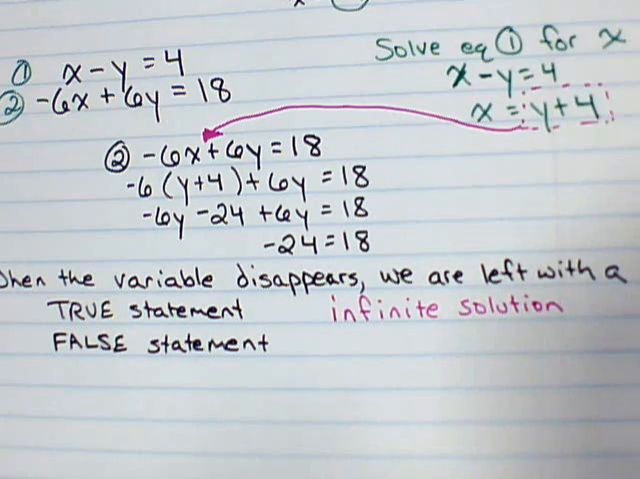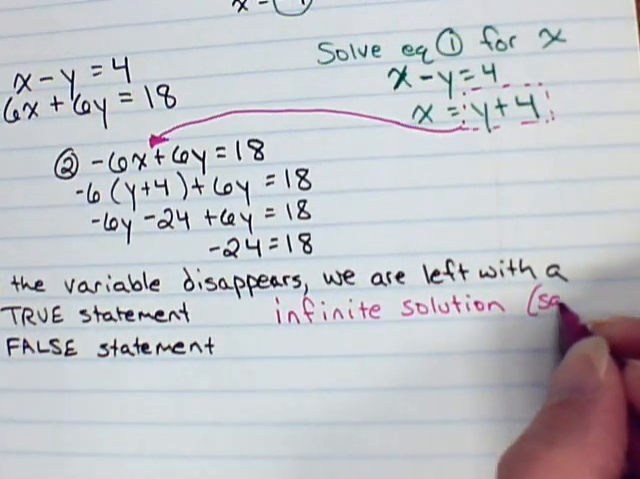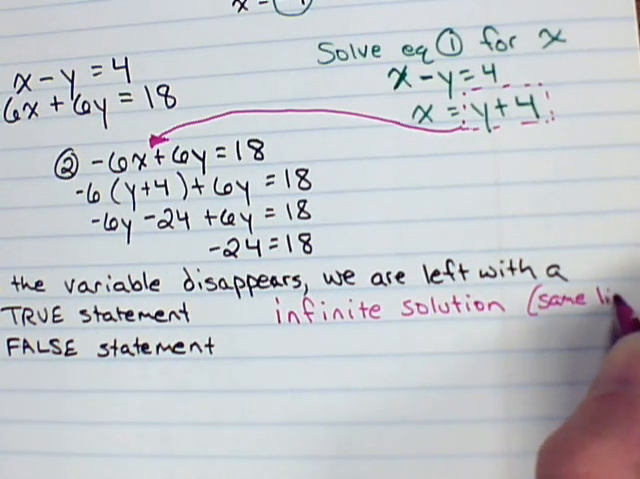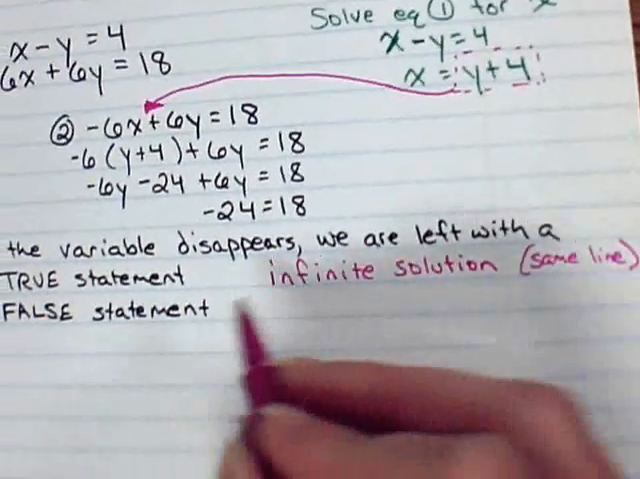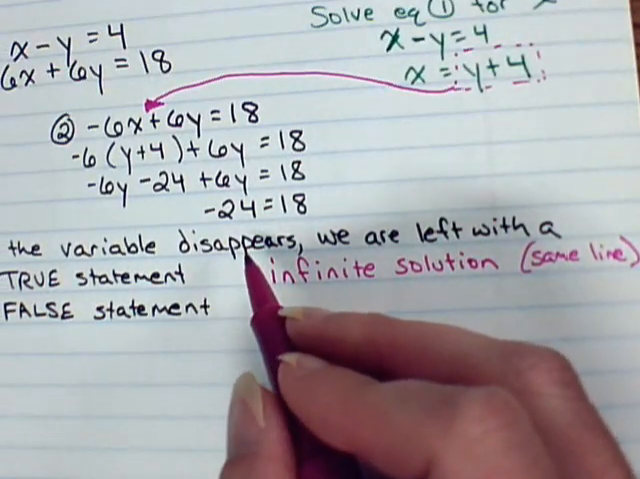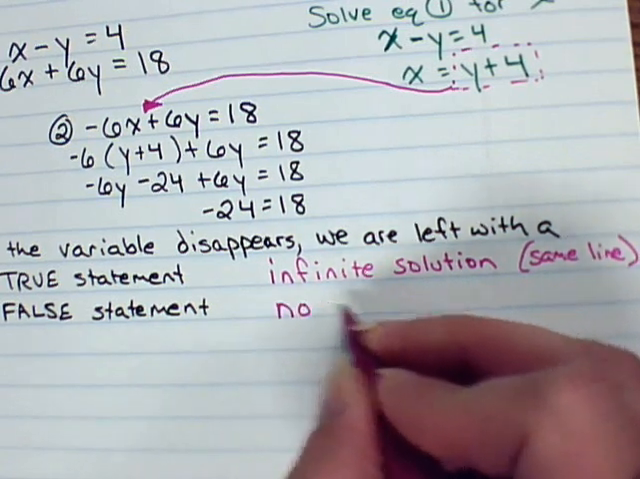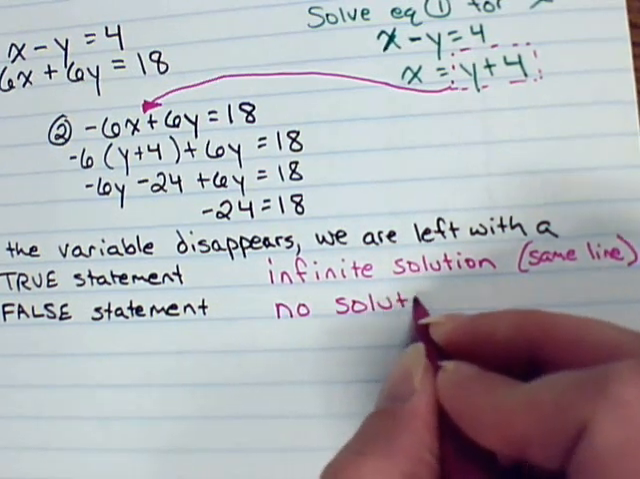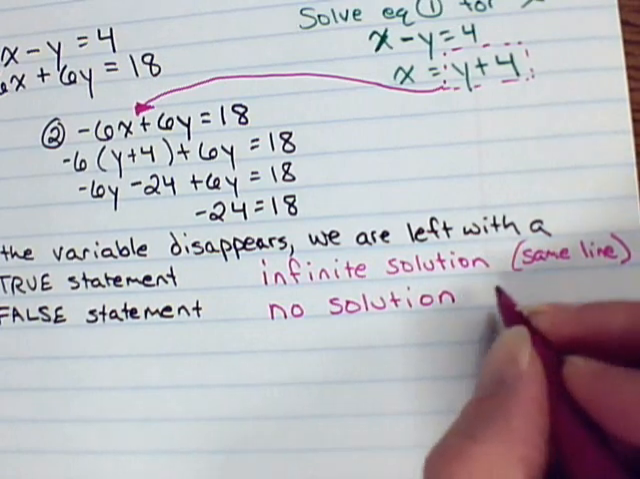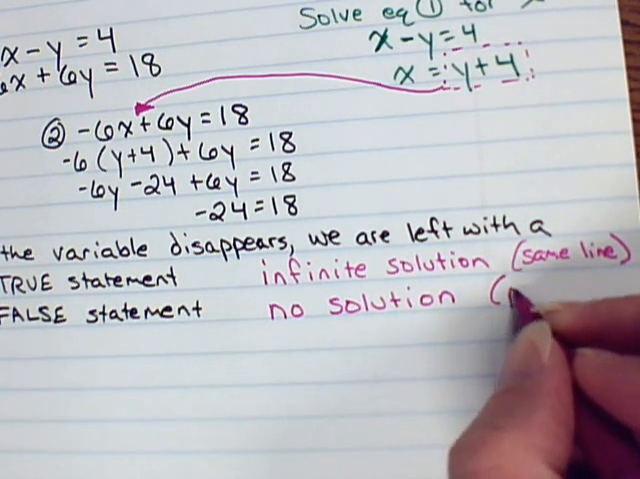Now, what would that mean graphically? That would mean that we'd have the same line. Now, if we get a false statement like we did here, what that tells me is that I'm never going to get a solution. It's never going to work. So I'd have no solution, which would mean we'd have parallel lines.